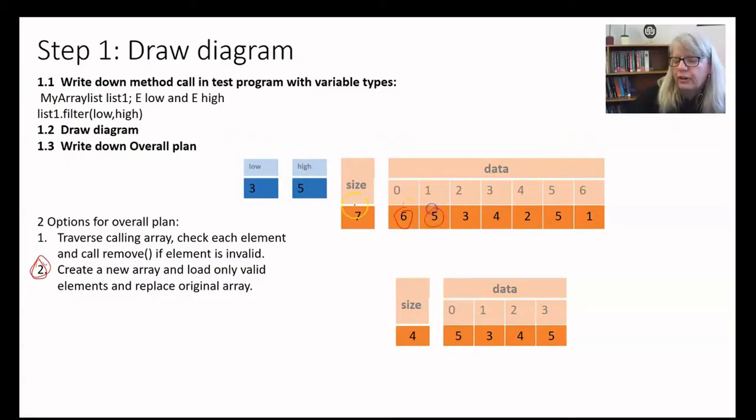Continue. Is the 5 between 3 and 5? Yes, so let's add it to the new array. Is the 3 valid? Yes, let's add it. Is the 4 valid? Yes, let's add it. Is the 2 valid? Nope. Not going to add that. The 5 is valid, the 1 is not valid. So in the first option we focus on removal, and in the second option we focus on adding new values. How do we decide?